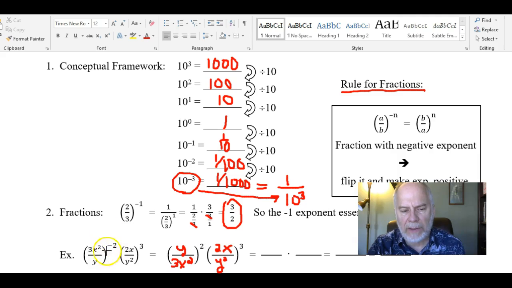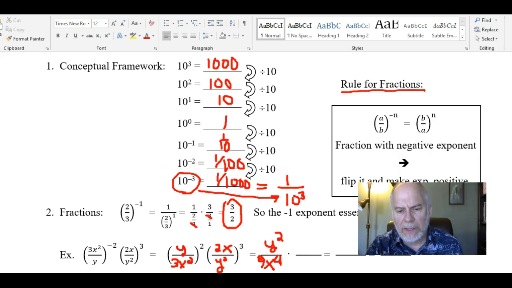So now I've handled the negative exponent. Now I want to square everything on the top and the bottom, and on the second fraction, take everything to the third power. So y to the second power would be what I'd end up with on the top. And I'm going to go 3 to the second power, which is 9. And then x to the second power, taken to the second power, well, you multiply the exponents, 2 times 2, and you get 4.